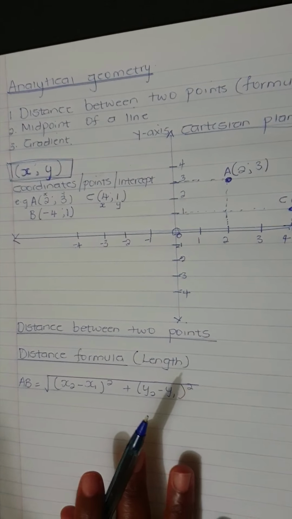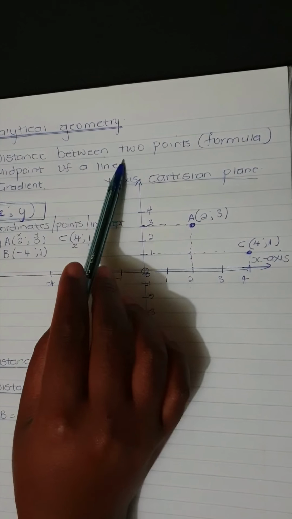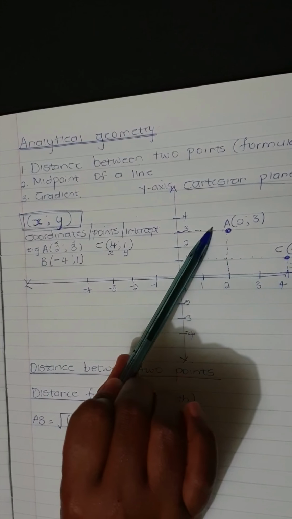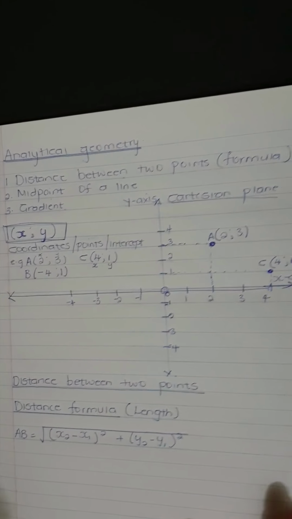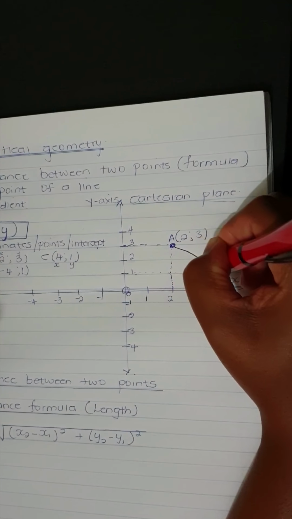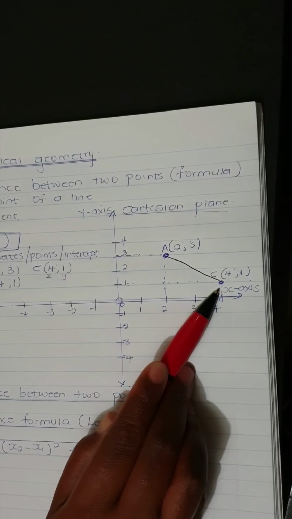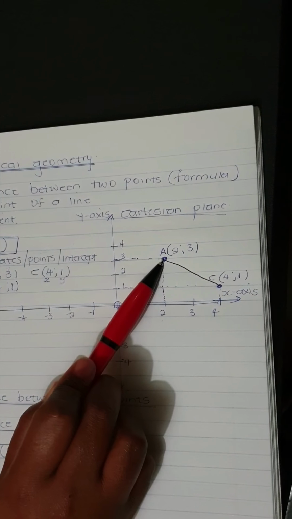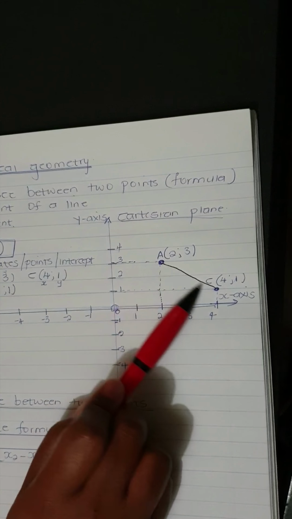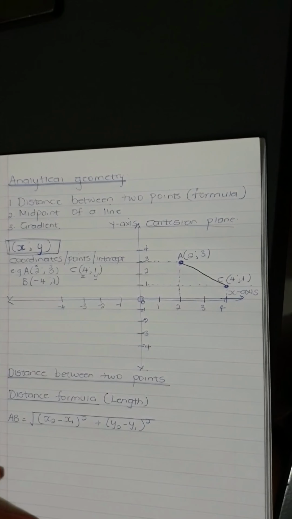Now on the Cartesian plane we have plotted the points. Now we are going to check the distance between 2 points, meaning we are going to calculate the distance between these 2 points. We are going to join A and C. So the first point is A, and we join it with point C. We want to find the distance between A and C, meaning the length from here to here. That's where distance between 2 points comes in.